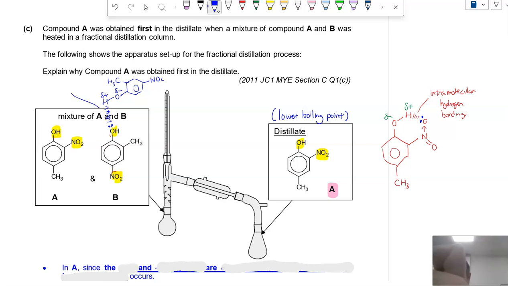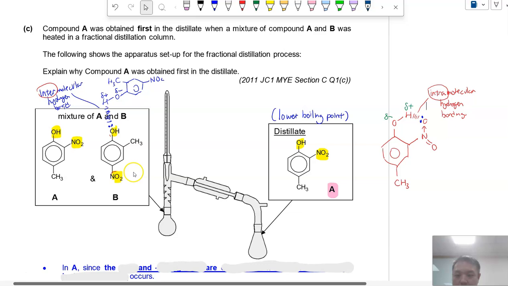So comparatively, this is what we call intermolecular hydrogen bonding. What's the main difference? One is inter, the other is intra. Intra is within the same molecule, inter is between two different molecules. So the question now is, what affects boiling point? The boiling point depends on the extent of intermolecular hydrogen bonding. The main difference is that A has intramolecular hydrogen bonding and therefore cannot have much intermolecular hydrogen bonding, whereas B cannot have intra and therefore has more inter.